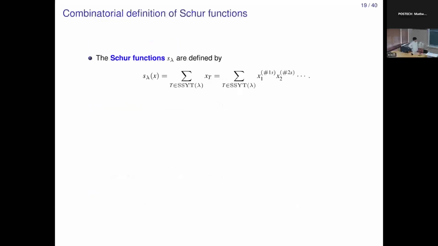And this Schur function can also be considered a definition of the Schur function. It's equivalent to the original one that I mentioned. The Schur function s_lambda can be defined in this way. So now you have infinitely many variables.